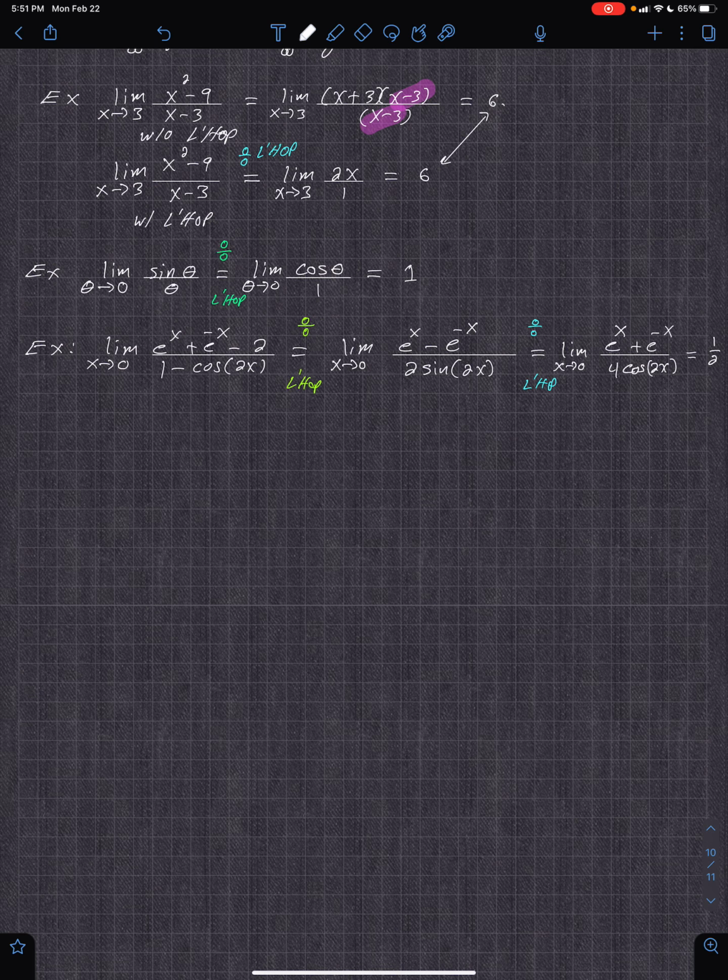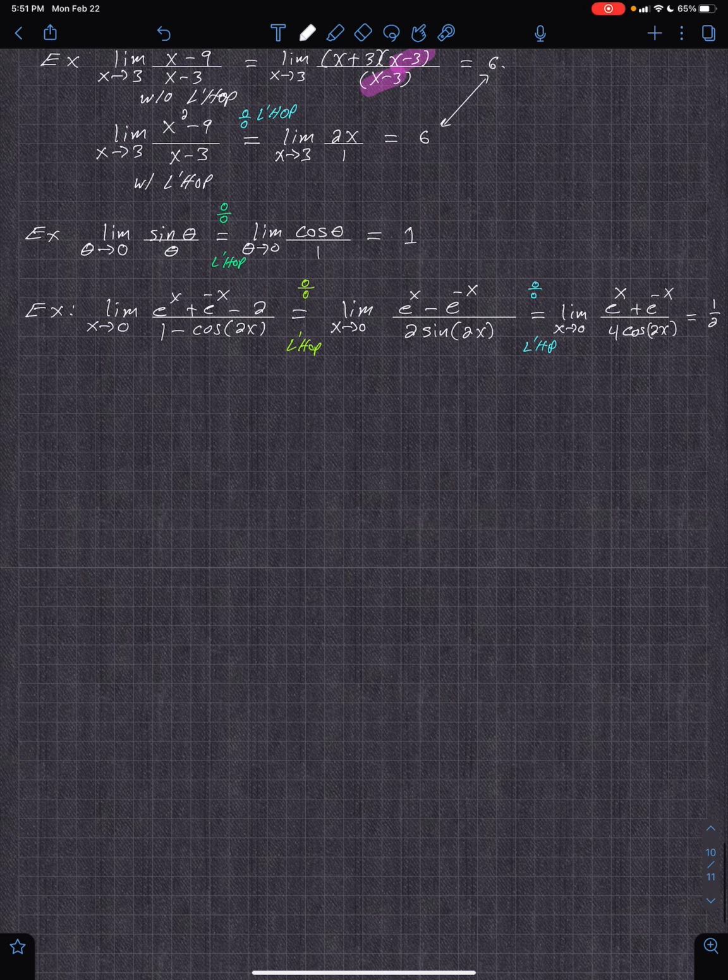Okay, but the key to it really is that you must get this indeterminate form of 0 over 0. If you get something like 0 over infinity, or infinity minus infinity, those are not the indeterminate forms we can use. We have to manipulate those to get the proper indeterminate form. Okay, I'm just going to erase all that. Next example.